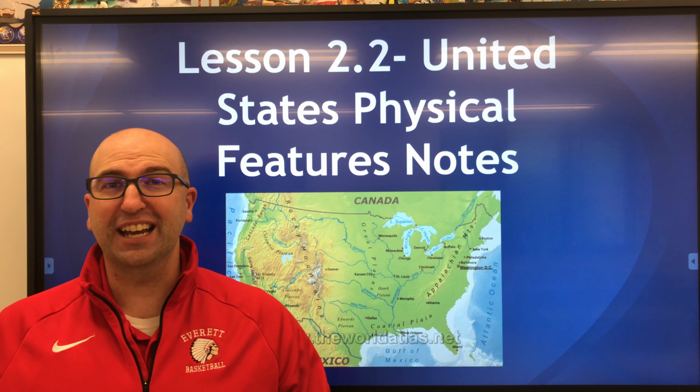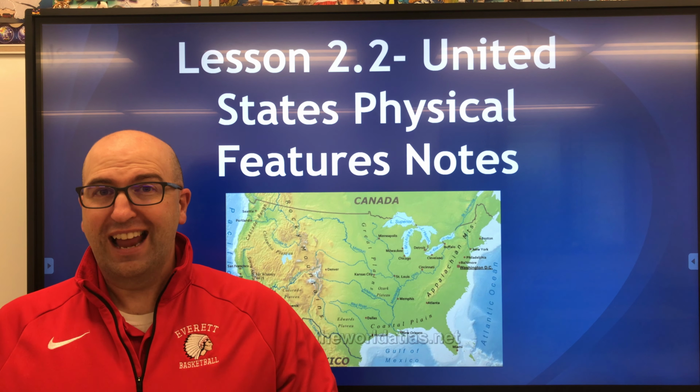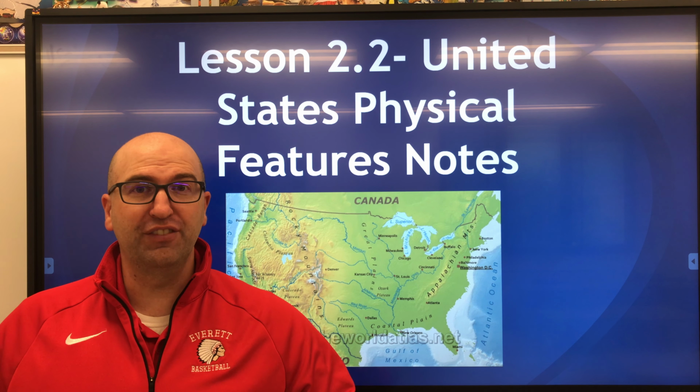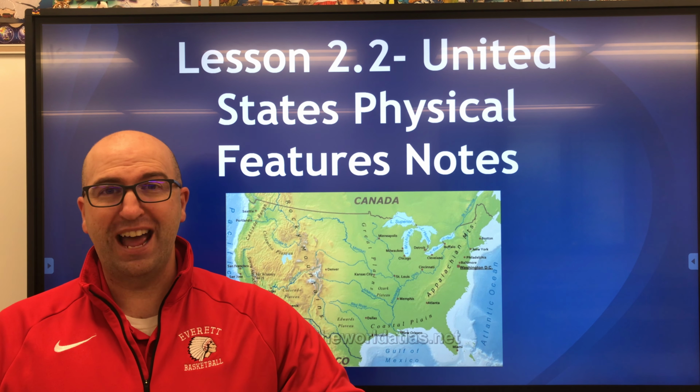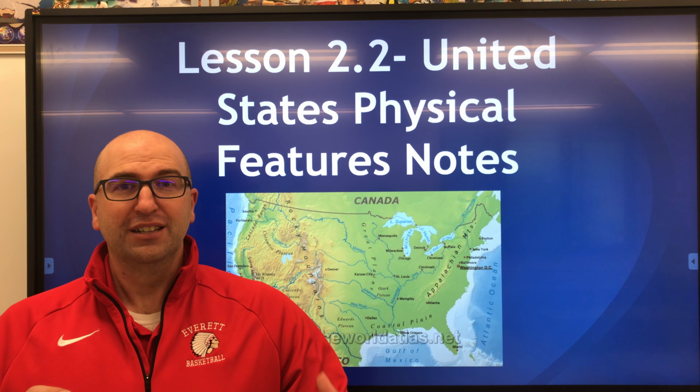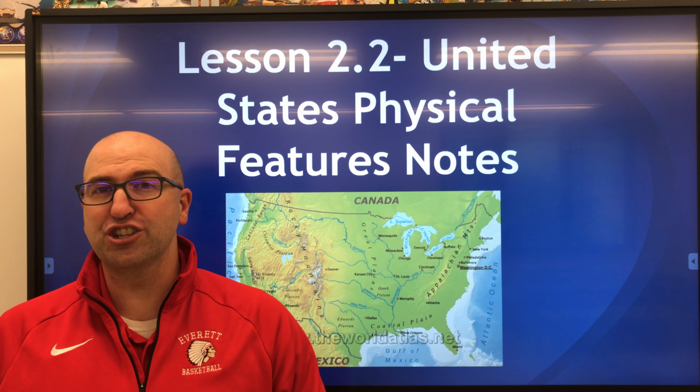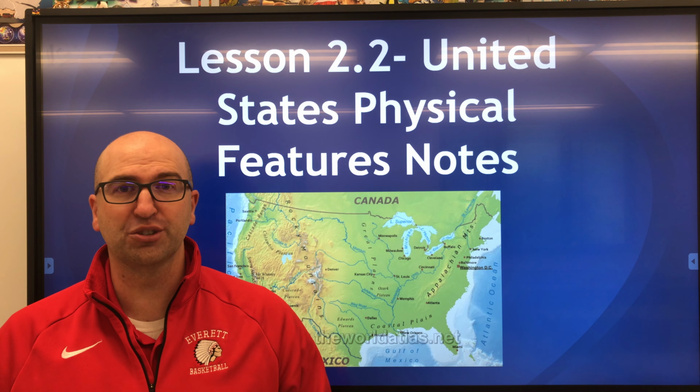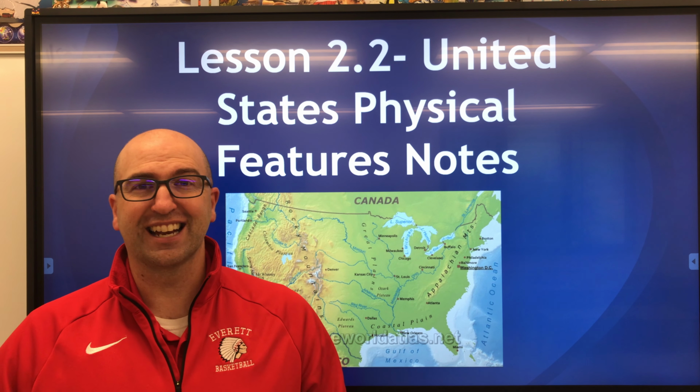Today we're going to look at the second part of this second unit. Last week we looked at the political geography of the United States, where we looked at the state boundaries and the country boundary. Today we're going to start looking at the major physical features of our country. So we're going to look at United States landforms.